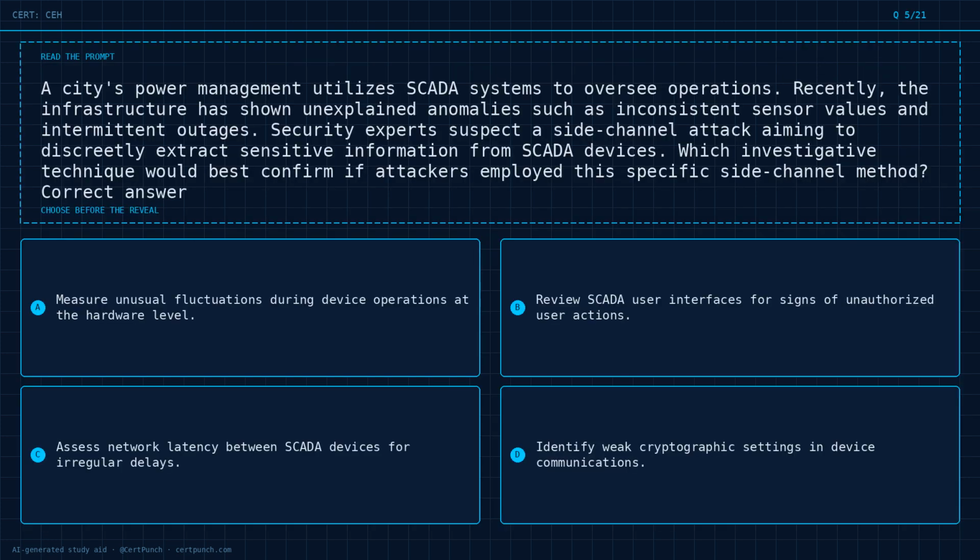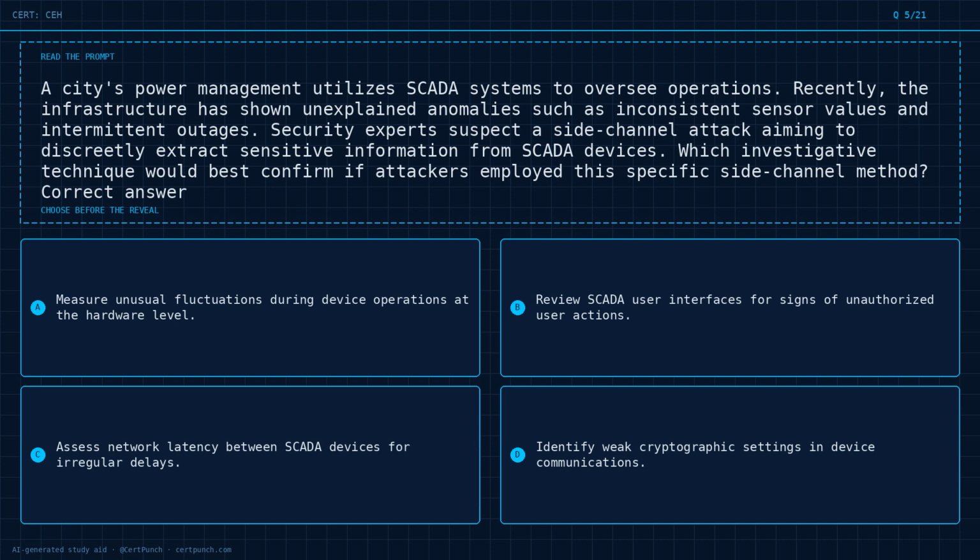Question 5 of 21. A city's power management utilizes SCADA systems to oversee operations. Recently, the infrastructure has shown unexplained anomalies, such as inconsistent sensor values and intermittent outages. Security experts suspect a side-channel attack aiming to discreetly extract sensitive information from SCADA devices. Which investigative technique would best confirm if attackers employed this specific side-channel method?